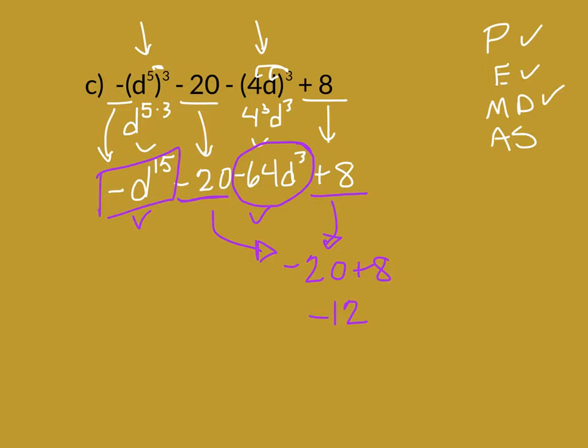And now I need to bring down these last two things here. I do want to put them in order. Again, remember when we order them, they're both the same variable, so we can go in descending order. So that means the negative d to the 15th would be coming first, minus 64d to the 3rd minus 12. And that is our final answer.